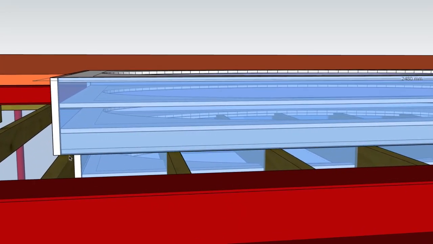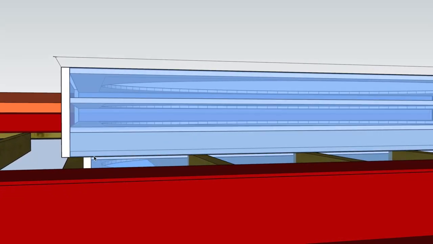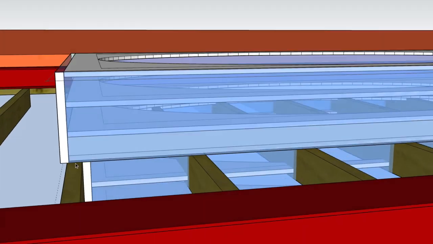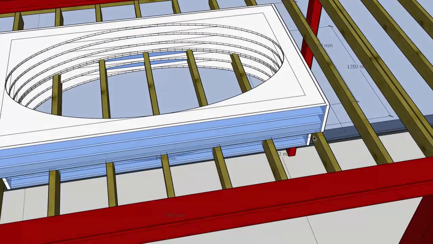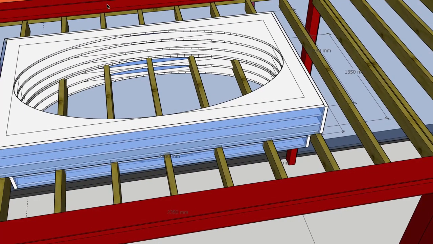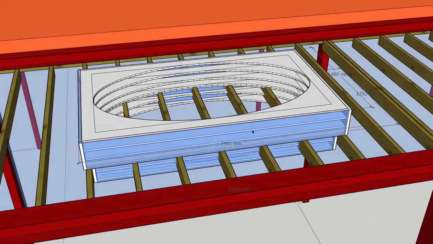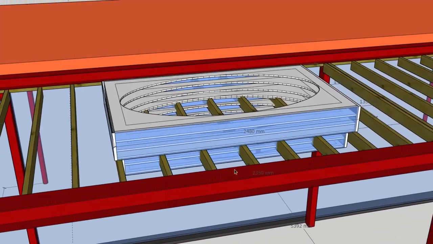The step detail also meant that the skylight sat on top of the joist, so there would have been a double joist here and a double joist here, a double joist at the two sides on hangers, and this would have been trimmed out. So that way it was relatively straightforward to fit them in.